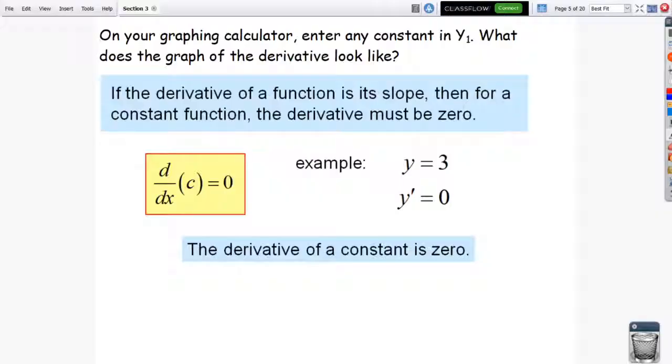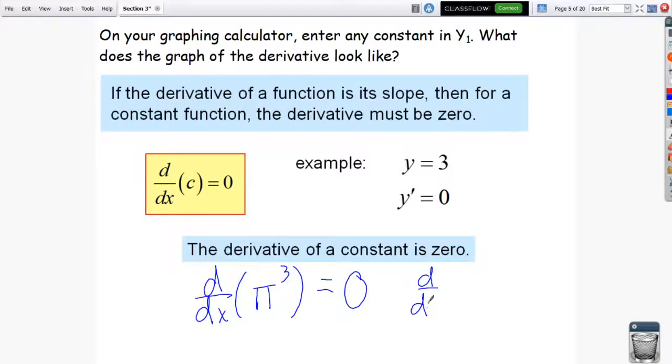So we do have a couple of examples here. If y equals 3, then y prime is equal to 0. Let's just throw this down here, something that really screws with people: d dx of pi cubed. You don't know why this is going to screw with people yet, but the derivative of pi cubed is just 0. The derivative of any constant, e, is equal to 0. All right? So that's your first rule that you have to know. Write it down, memorize it.